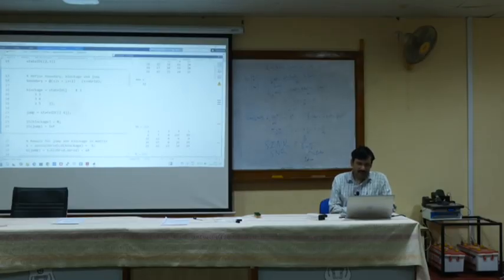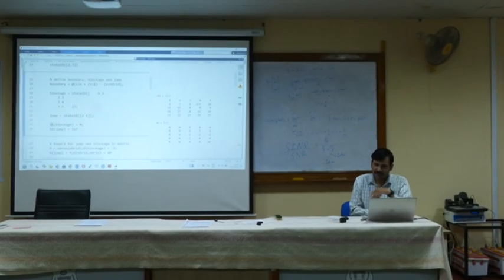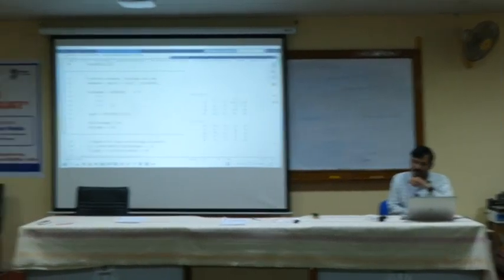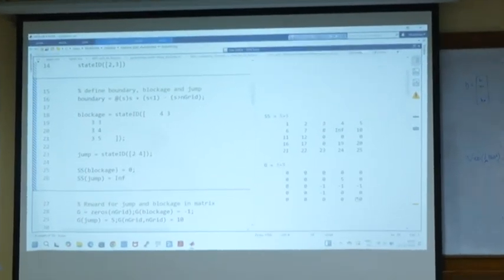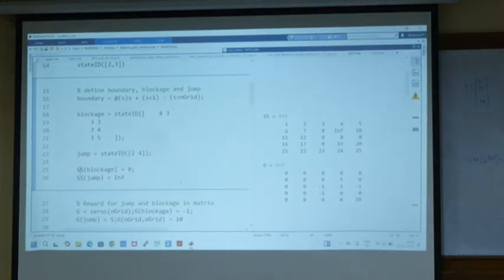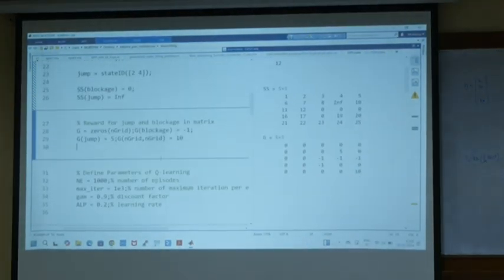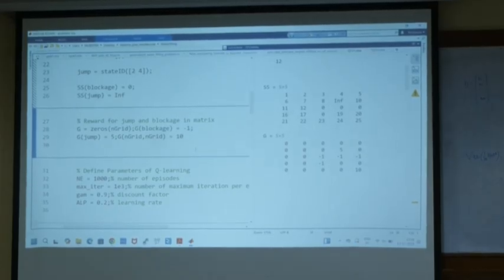And blockages. Here I have some matrix SS. In the SS matrix I have put these entries. At this point we have the jump, where we will get +5, and this is the terminal state. I have just denoted it here to see. Now the reward. We are just defining the terminology. The reward we have to define for blockage is -1.